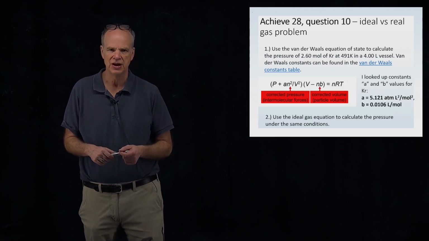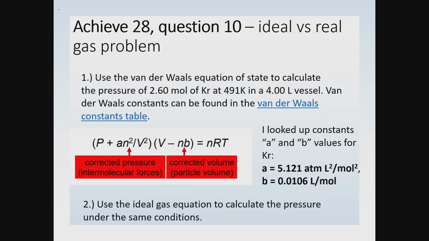If I can increase the slide. So it reads as follows. Use the van der Waals equation of state to calculate the pressure of 2.6 moles of krypton at 491 Kelvin in a 4-liter vessel. Van der Waals constants can be found in the van der Waals constants table.